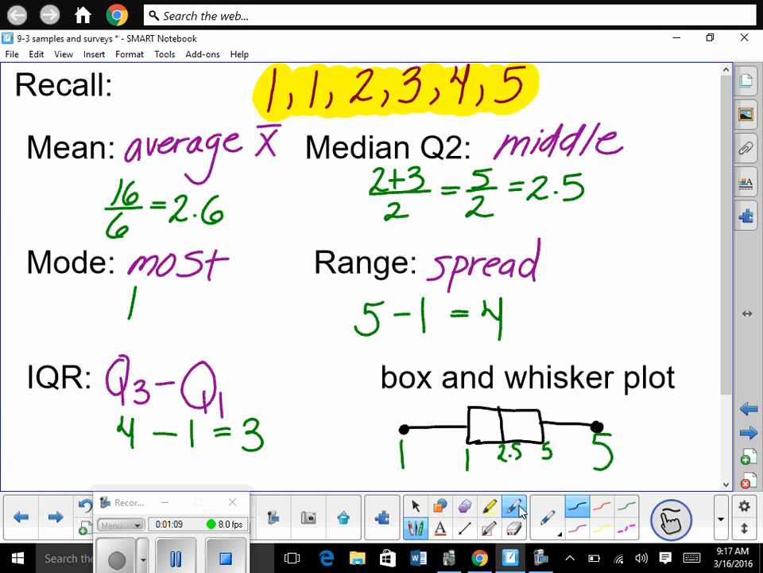Then range means spread. How much is this spread? Where does it range between? So this is between 1 and 5. You do your max minus your min, so it ranges over 4. This data spreads over 4. Is everybody comfortable with that? It's spread over 4 units.